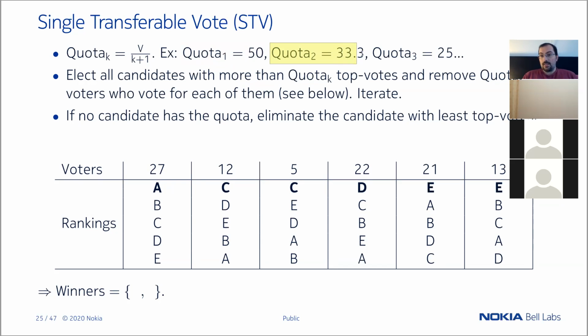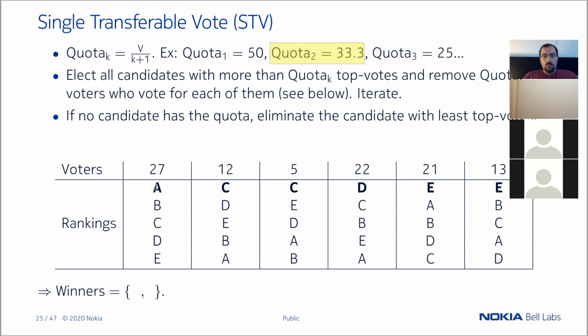If you want to elect two candidates, the quota would be 1/3 of the voters, which ensures that only two candidates can have this quota and no more, and so on. So what you will do in single transferable vote is that you will elect all the candidates who have more than the quota of top votes, and then you will remove this quantity of happy voters. And the second step is that if no candidate has the quota, then you will eliminate the candidates who have the least votes. So we will see that on an example.